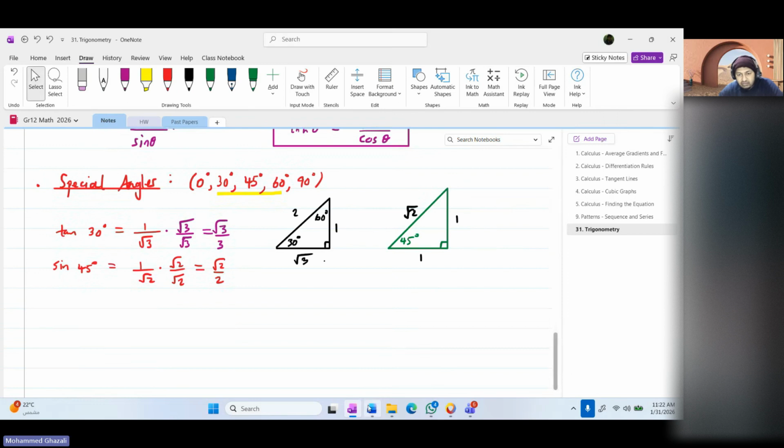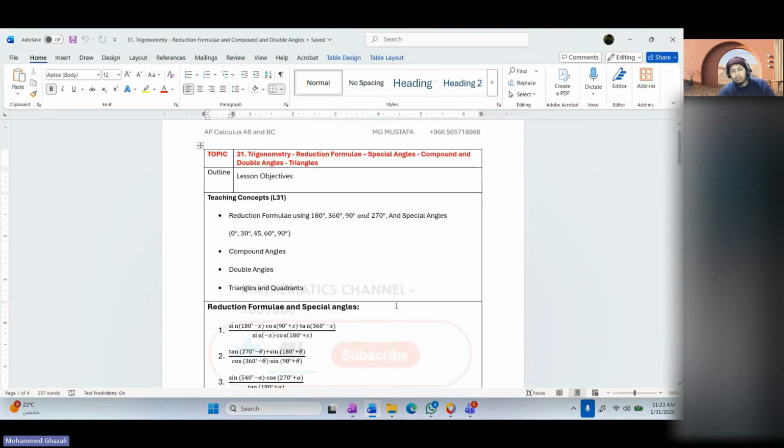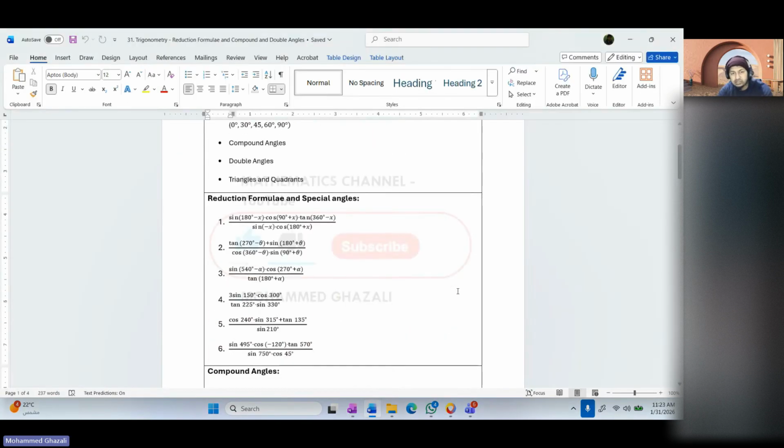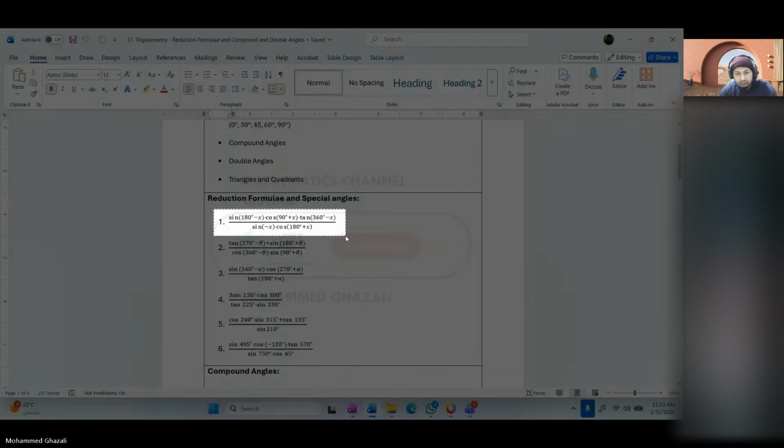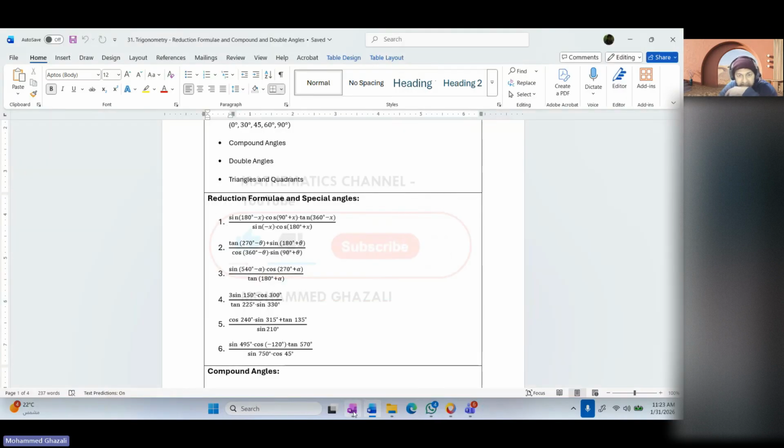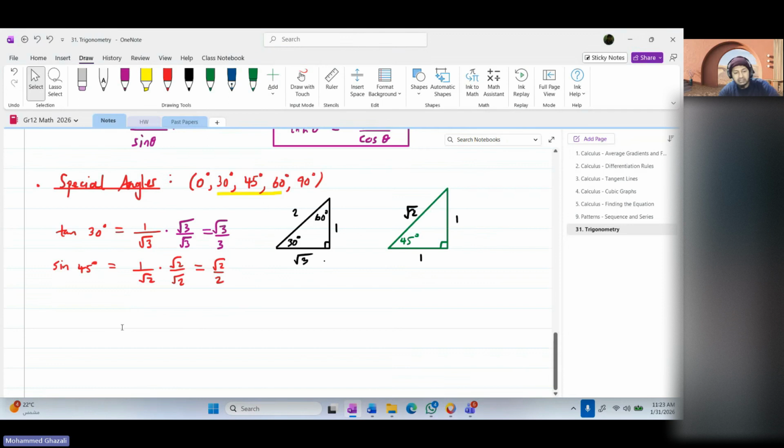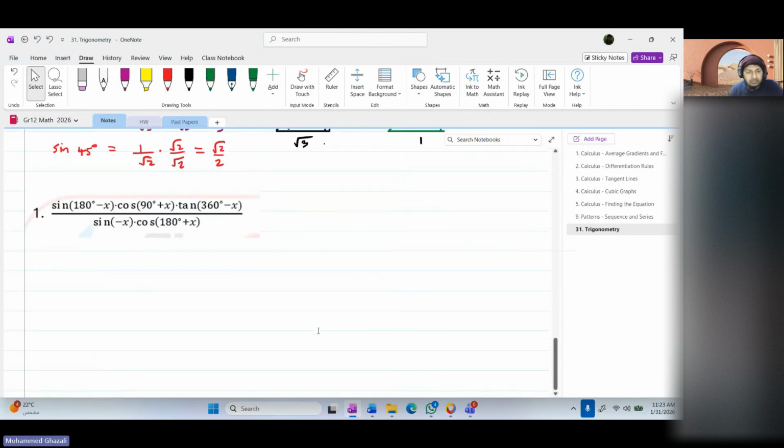Right, so let us solve some questions before I go on to compound angles and stuff. So I do have some questions for you to solve. And we're going to do them really quickly. I have 6 questions, so it will build your understanding to the next one, and so on. All right, so we got sine of 180 minus x, right?